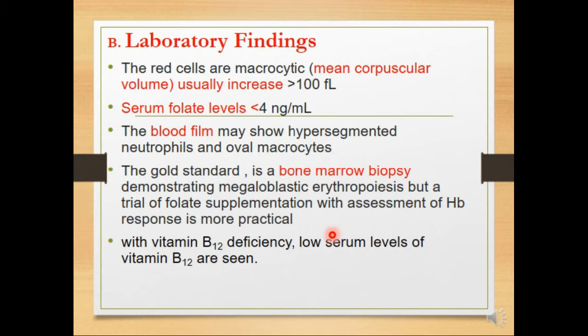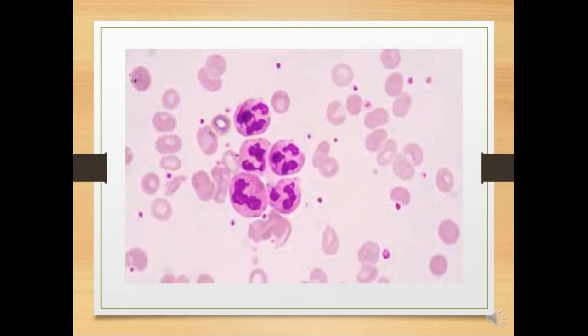With vitamin B12 deficiency the serum level of B12 is low. When we do serum B12, we will find it low. We also see on blood film hypersegmented neutrophils.